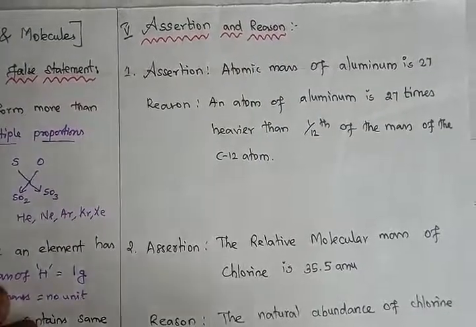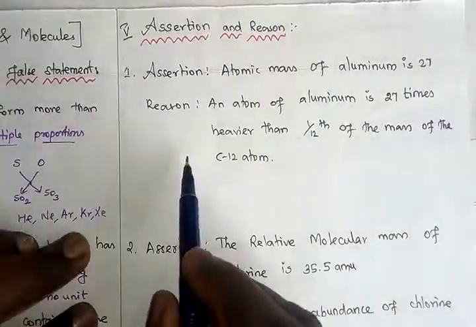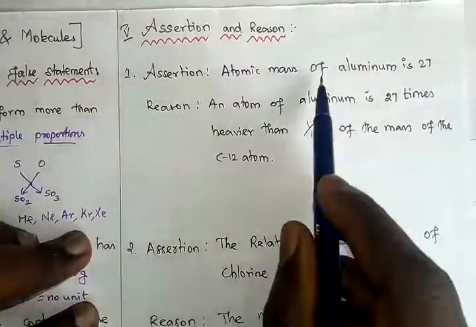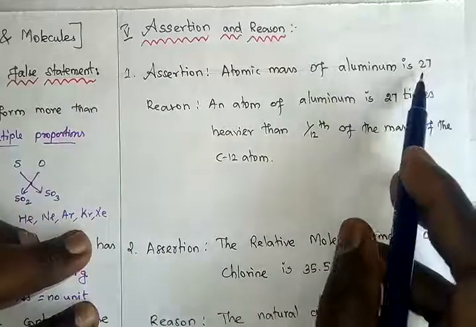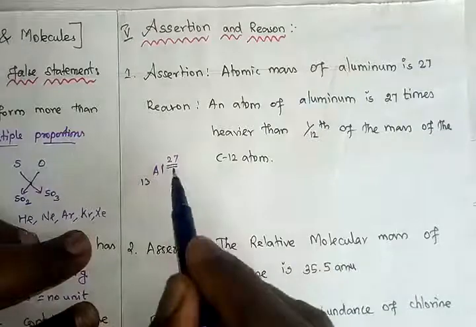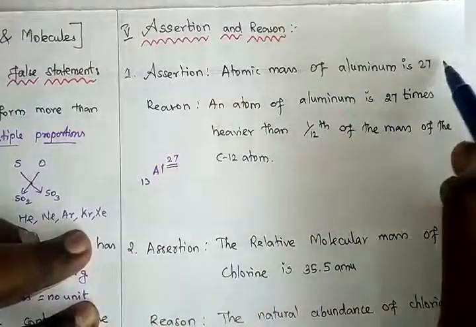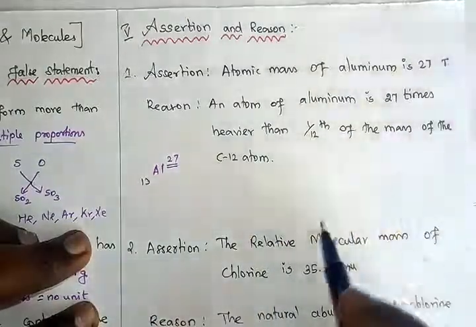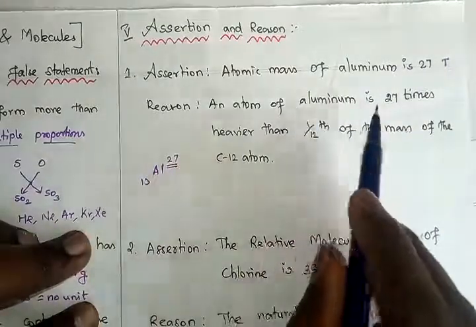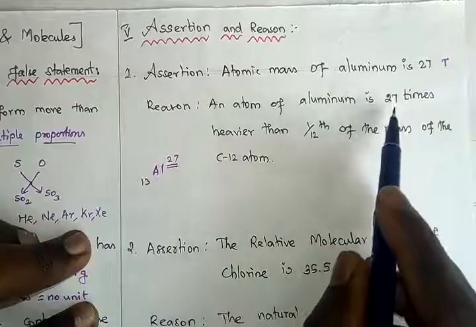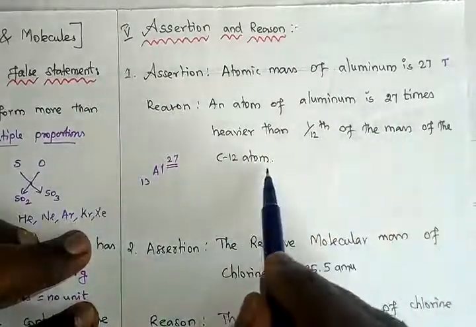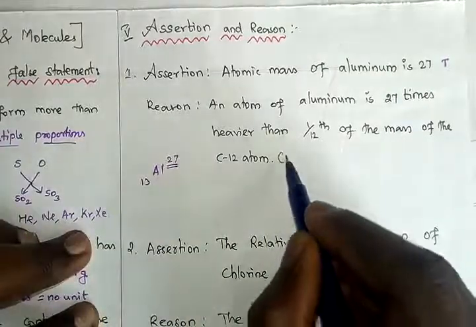Now we will sort out assertion number 1. Assertion: atomic mass of aluminium is 27. Right, we used to write 13 aluminium 27, so the atomic mass is 27. So the statement is true. Now the reason we will see: an atom of aluminium is 27 times heavier than 1 by 12th of the mass of a carbon 12 atom, which is nothing but 1 AMU.